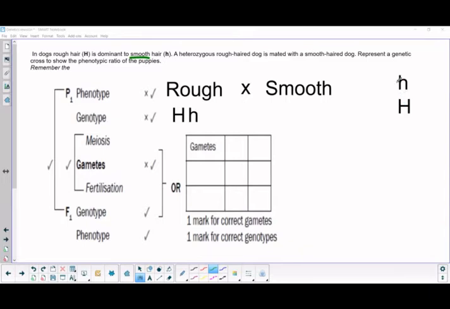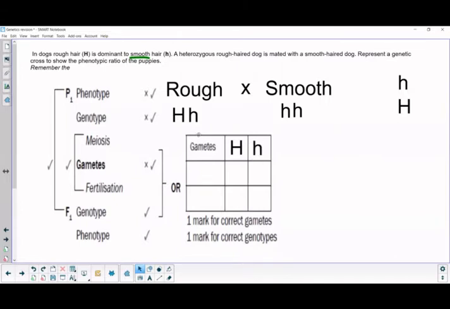I know that it has to be a small h, small h. Because that's the only way that the dog is going to have smooth hair, if it's recessive, recessive, to show phenotypically smooth hair. Then we are going to now go through meiosis. So we split this capital H and the small letter h, and I'm going to put it up top here.